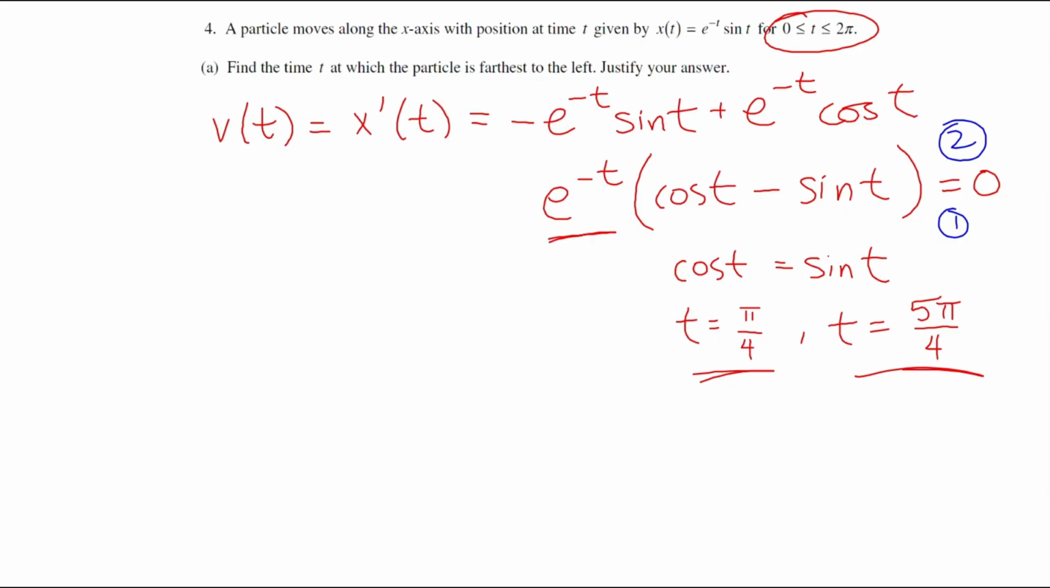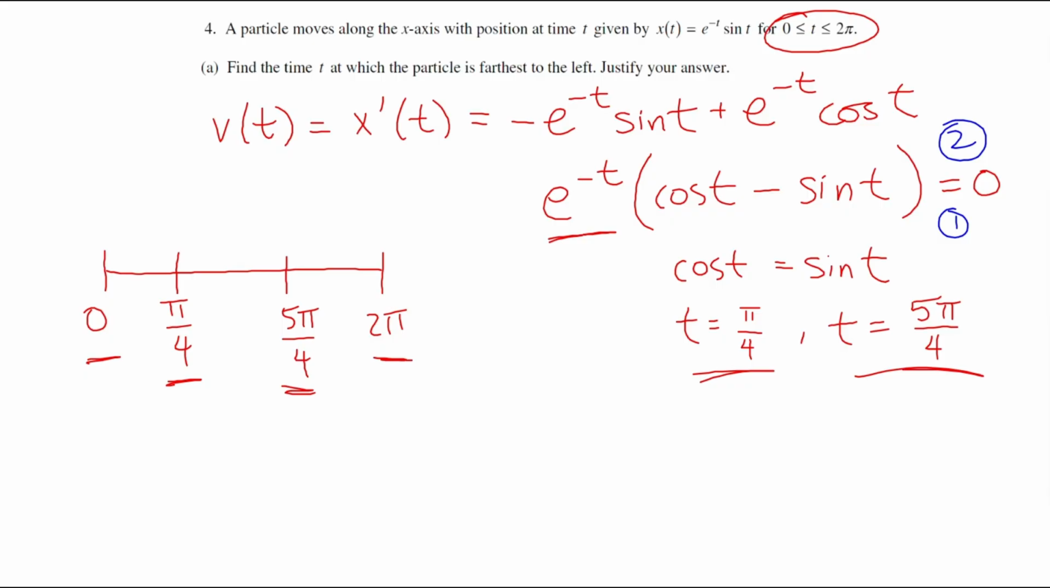So we have two places where this particle might be changing directions. And so what we'll do is make a sign chart here that uses our endpoints, 0, and our two values of pi over 4 and 5 pi over 4 on it, as well as 2 pi here, to figure out when this particle is moving to the left and when it's moving to the right. And that'll help us really narrow down our possibilities of when we're furthest to the left, because it could be at any of these four right now.